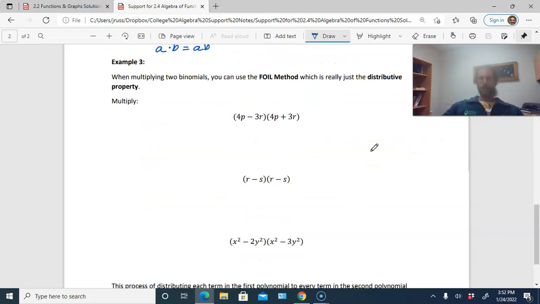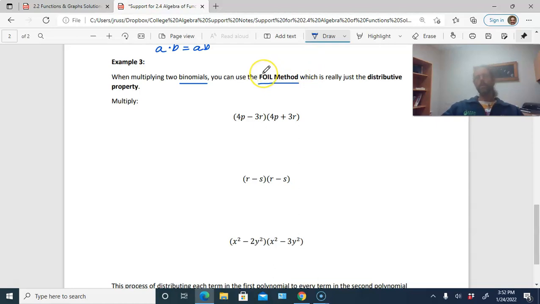Okay, let's go to example 3. What about multiplying two binomials? So a binomial is a polynomial with exactly two terms. It says we can use what's called the FOIL method. Okay, so you may remember this from high school.